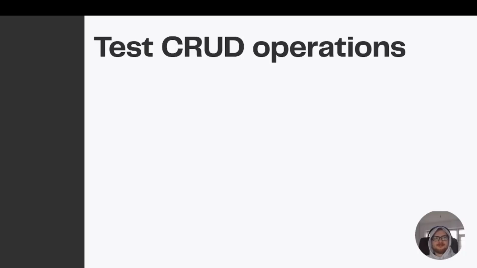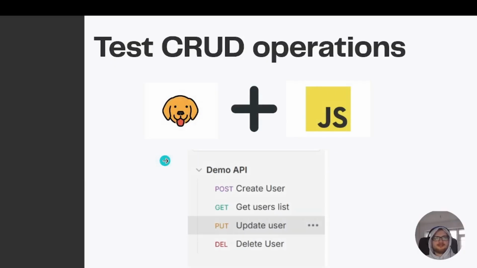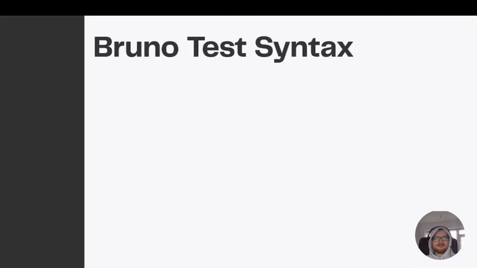In this video, you will learn how to write automated CRUD API tests using Bruno and JavaScript. In the previous video, we created our get, post, put, and delete requests. If you missed that, you can watch the earlier lesson, but you can still follow along here. Now it's time to automate them. But before writing any tests, let's quickly understand how Bruno handles JavaScript-based assertions.